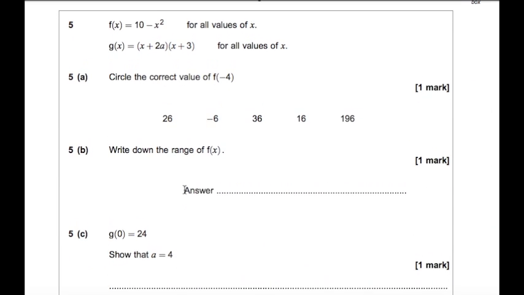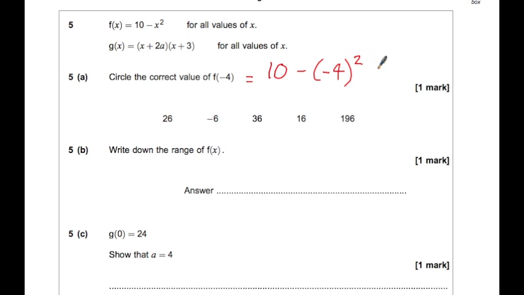Right, question 5. So they've given us 2 functions, f of x is 10 minus x squared, and g of x is (x plus 2a) times (x plus 3). Circle the correct value of f of -4, so that's subbing in -4 into f. So we'll be doing 10 minus (-4) squared, so that'll be 10 minus 16, which is -6.